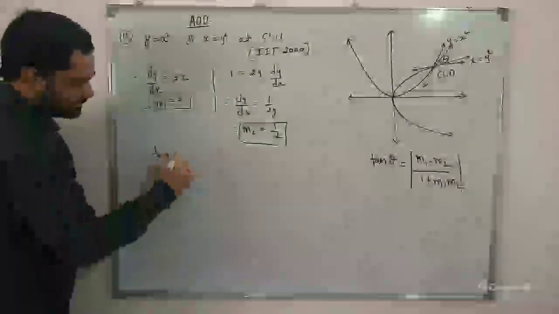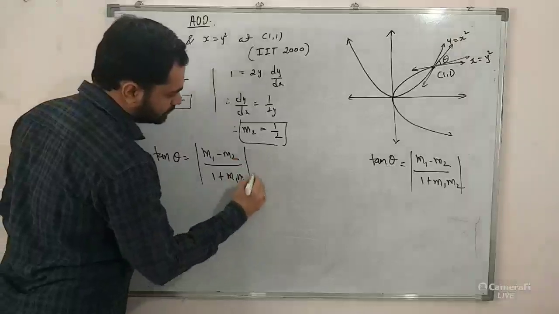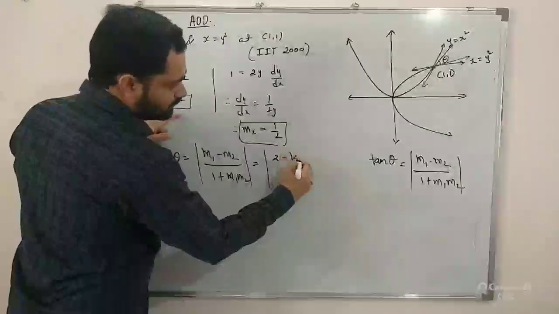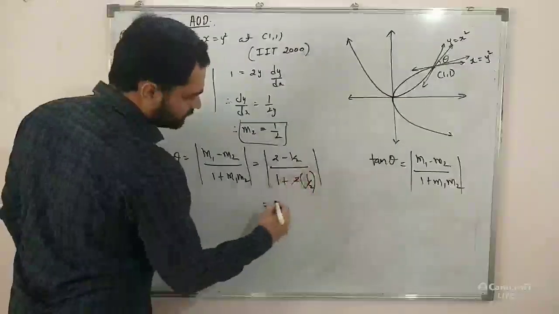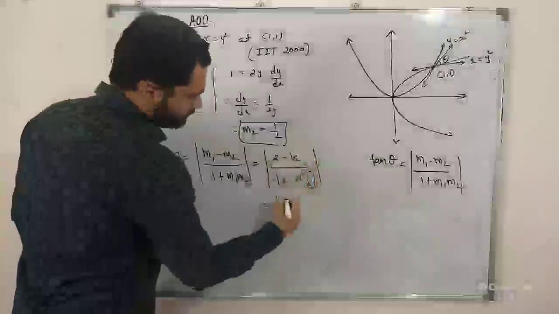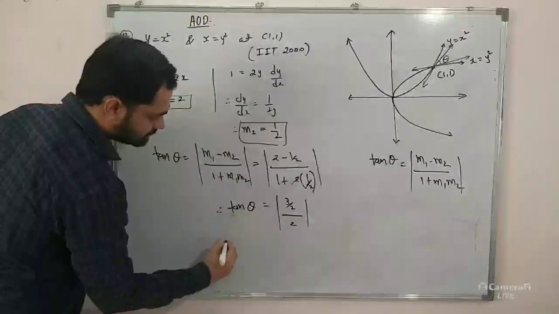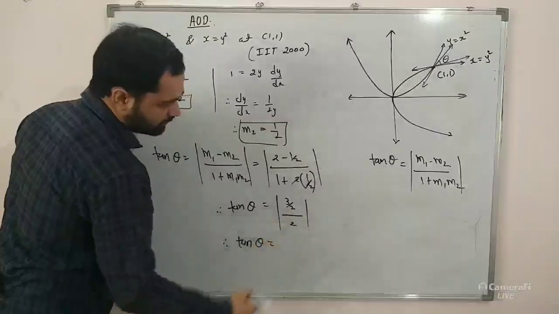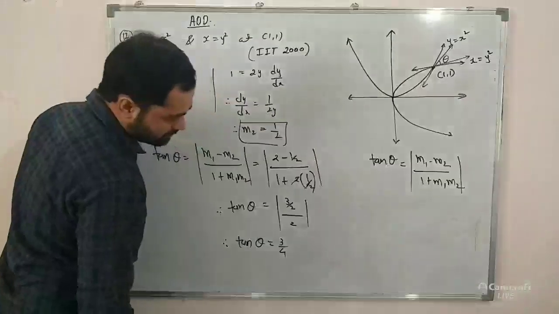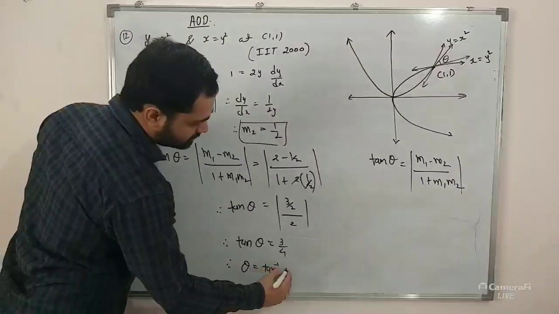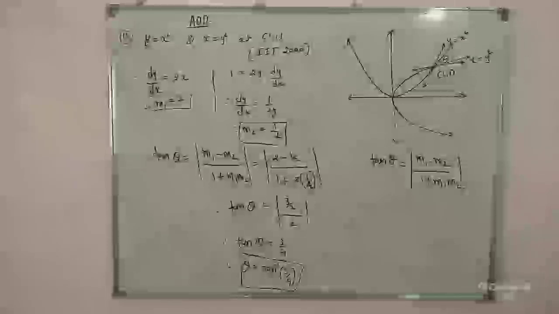Now the angle between them: tan theta is equal to m1 minus m2 upon 1 plus m1 into m2, which is equal to 2 minus 1 by 2 upon 1 plus 2 into 1 by 2. 2 gets cancelled. 2 minus 1 by 2 is 4 minus 1, it means 3 by 2, upon 1 plus 1 is 2. So here tan theta, but the value inside the bracket is positive, it means we can take it out of the mod. So it is 3 by 4, it means theta is equal to tan inverse 3 by 4. So it is a very easy type of question, and tan inverse 3 by 4 is our answer.